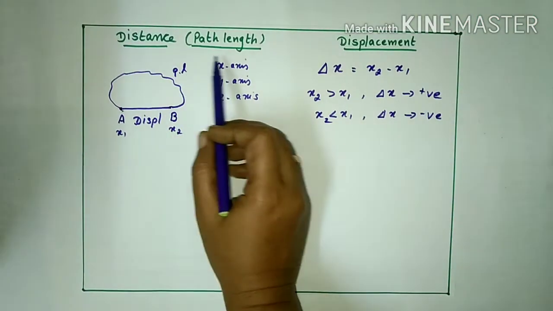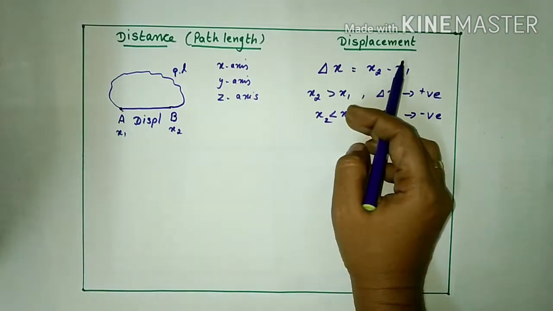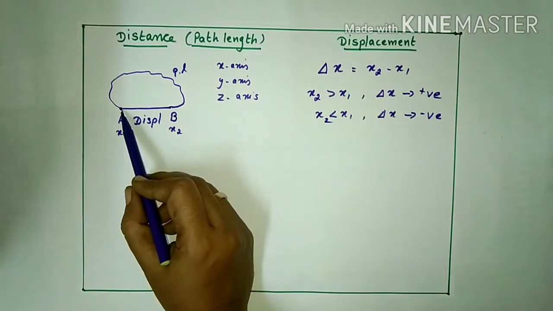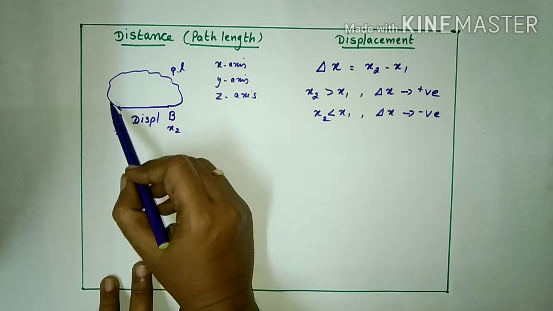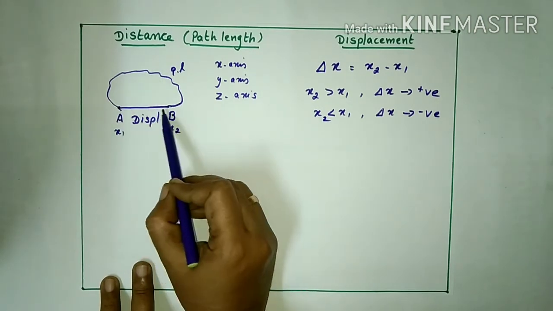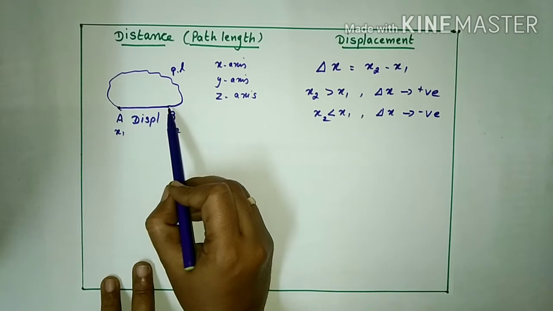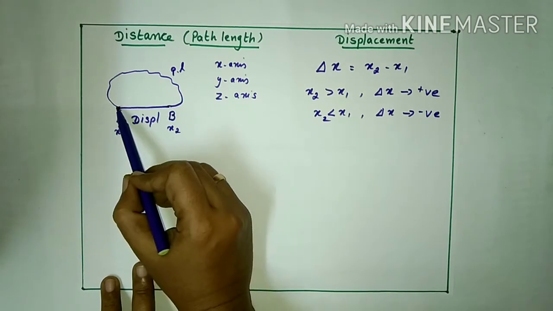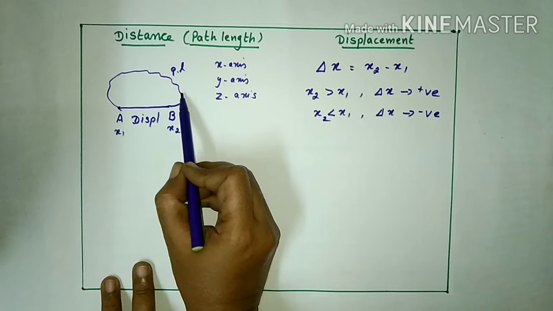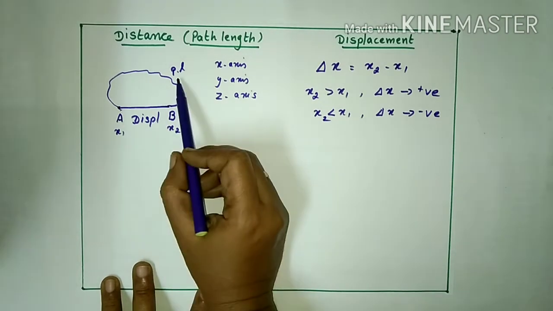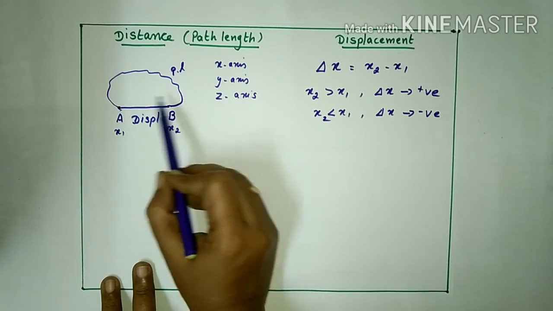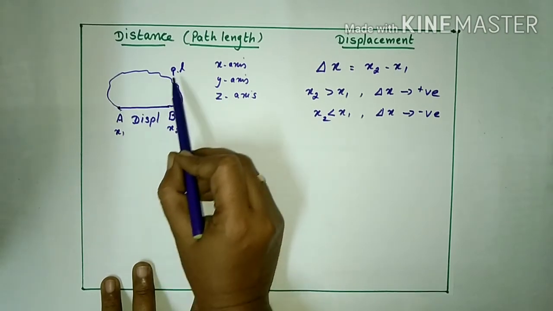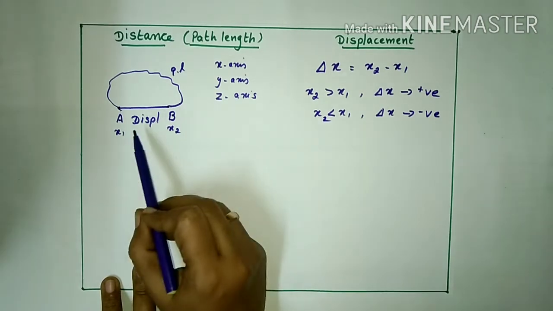Let us see the distance or the path length and displacement. For example, consider an object moving from initial position A to final position B. So, these are the two paths followed by the particle from initial position to final position. This is the actual path followed by the particle from initial to final, so it is known as the path length. Path length has only magnitude, it has no fixed direction. So, path length is a scalar quantity.